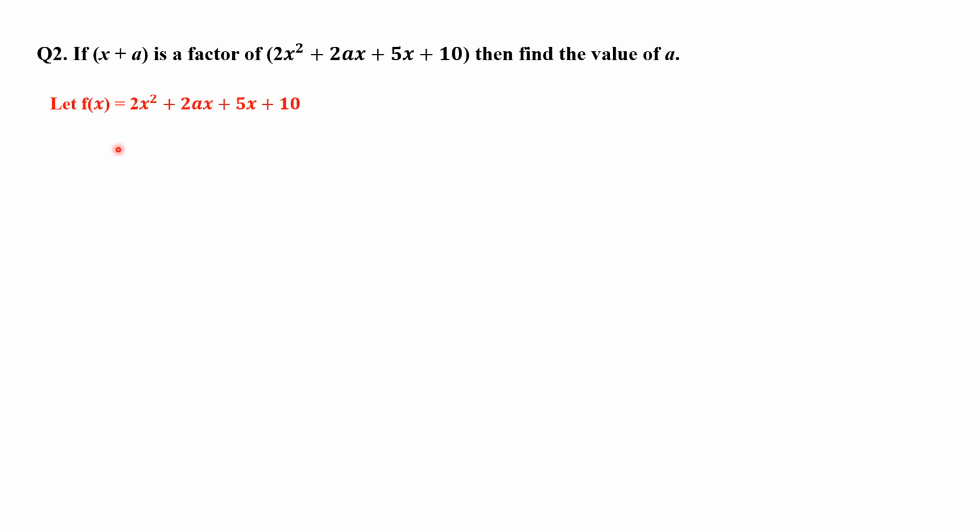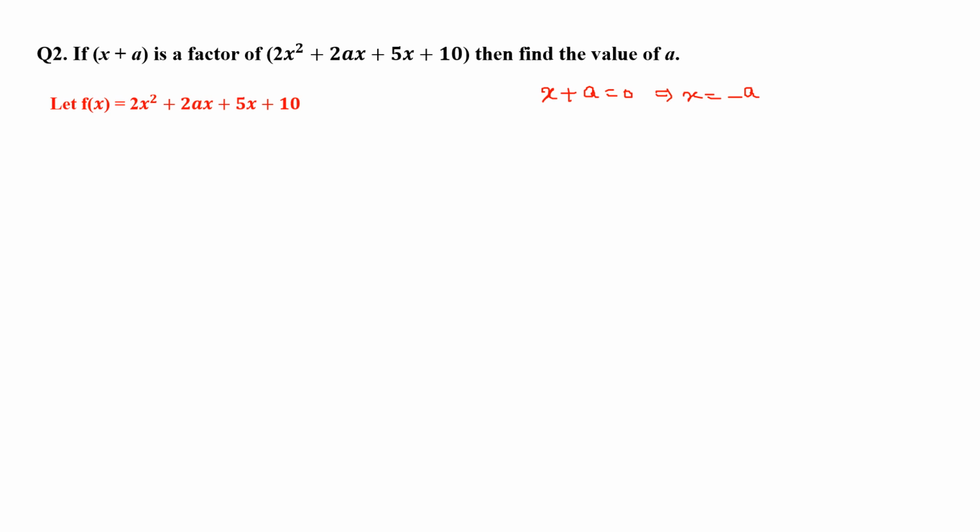If I take f(x) equal to 2x square plus 2ax plus 5x plus 10 and x plus a is a factor, then it means if you put x plus a equal to 0, you will get x equal to minus a, isn't it?